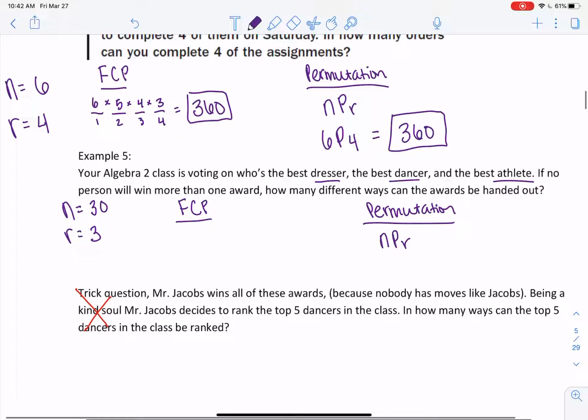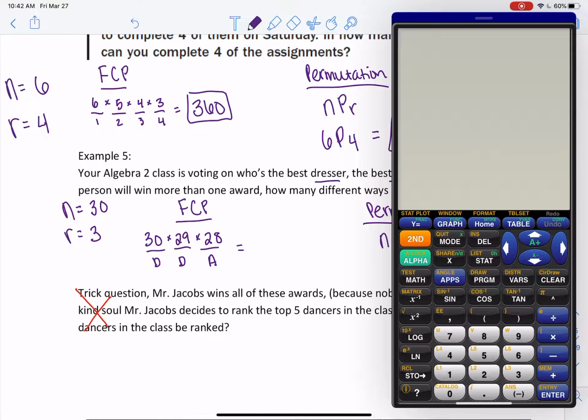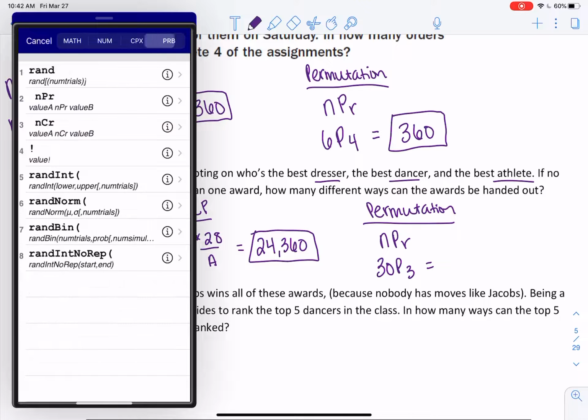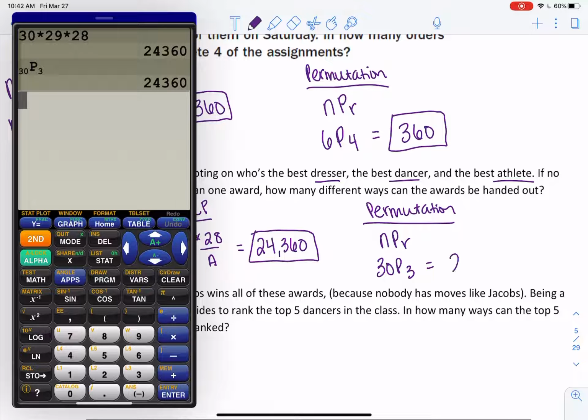So we've got a best dresser award, a best dancer award, and athlete. So we would have 30 to choose from for the first award, 29 to choose from, and then 28. So 30 times 29 times 28, and that gives me 24,360 ways here. And if we want to think about it here, so we've got 30 and we want to choose 3 as a permutation. So that also gives me 24,360.